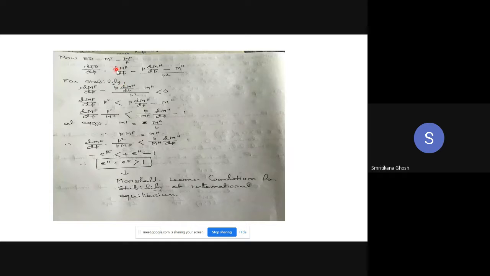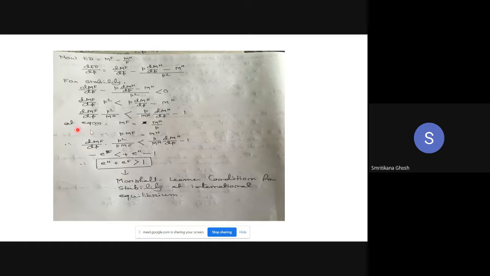So dED/dP. Then you differentiate it with your formula. This is the U by V formula, so just use it and you will get this. Now for stability, as I said, dED/dP should be less than 0, so your right hand side should be less than 0. If you take this component to your right hand side, then it will be like this. Then divide both sides by MH, then you will get this one.